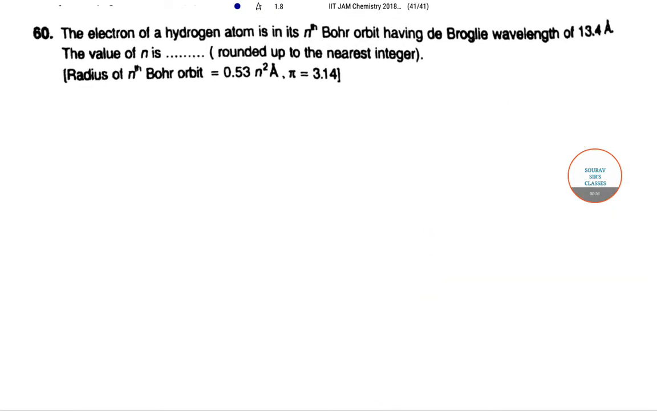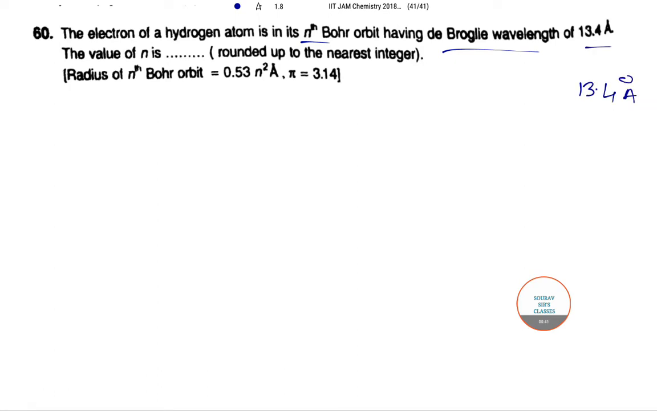The electron of a hydrogen atom is in its nth Bohr orbit, having de Broglie wavelength of 13.4 Angstrom. If you can't read it properly, this is in Angstrom. The value of n is what we have to find out and round it up to the nearest integer. The radius of nth Bohr orbit is given as 0.53 n square Angstrom, and pi is 3.14. So we should take pi as 3.14.